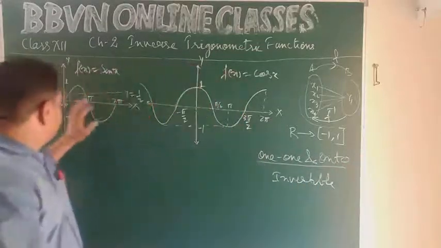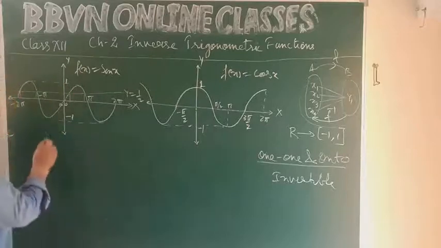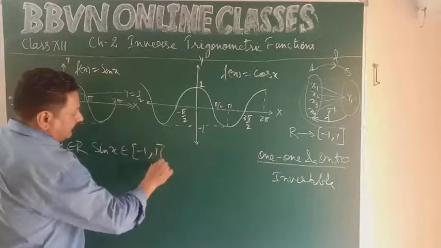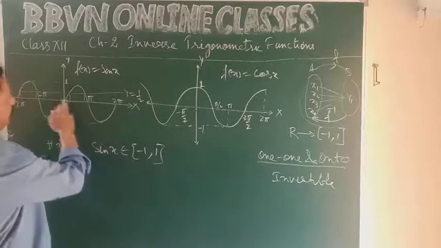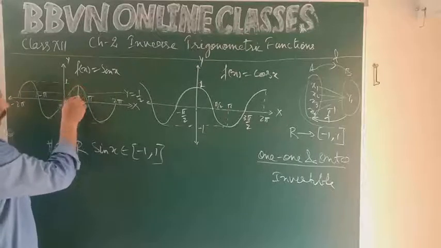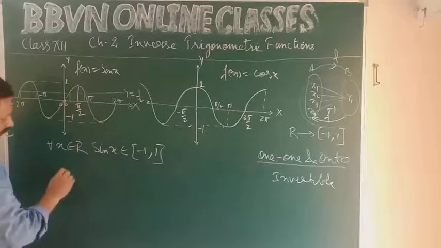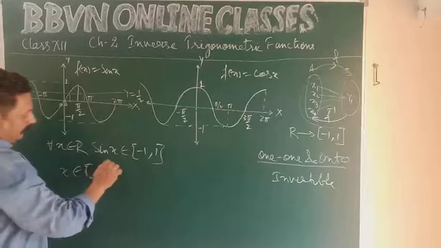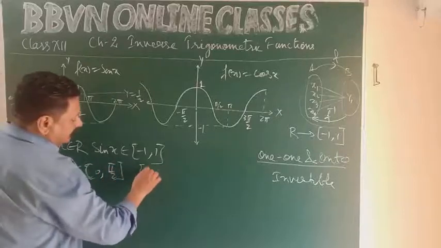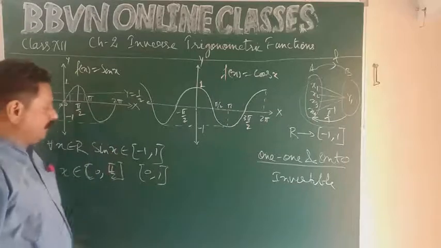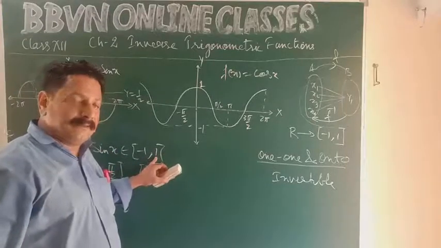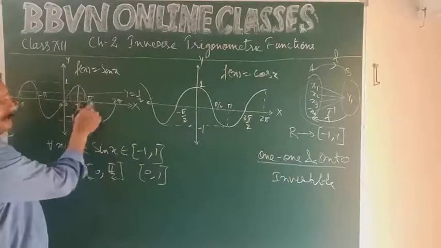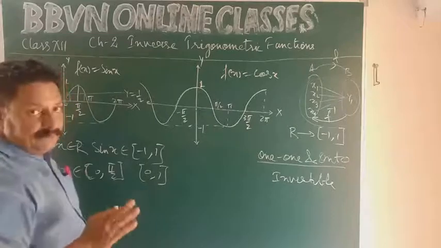In this graph of sin x, we know that for every x belonging to R, sin x belongs to minus 1 to plus 1. Understood? If you look at this graph from 0 to pi by 2, as x increases from 0 to pi by 2, sin x increases from 0 to 1. This is what we are observing. So half of the range is completed here. If I move ahead from pi by 2, again I get the same positive values, so it will not be a 1-1 function.